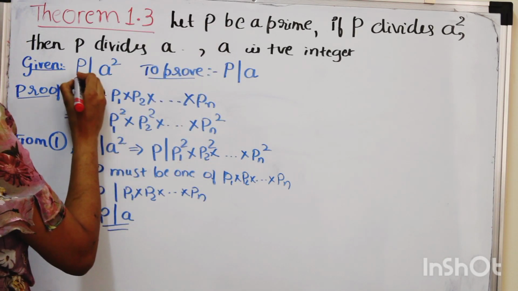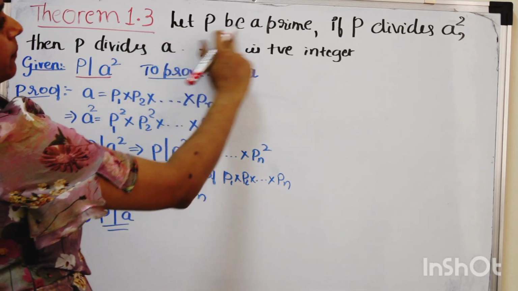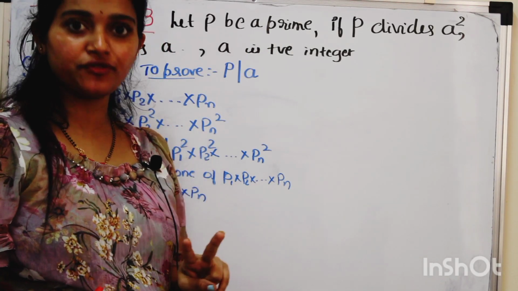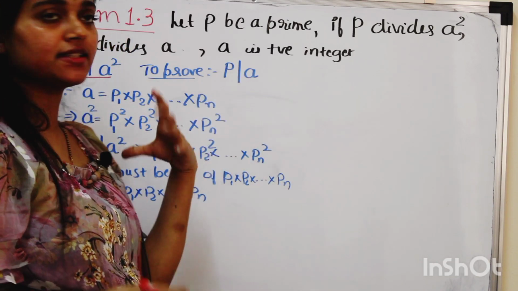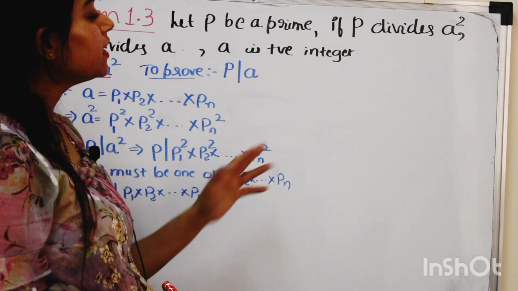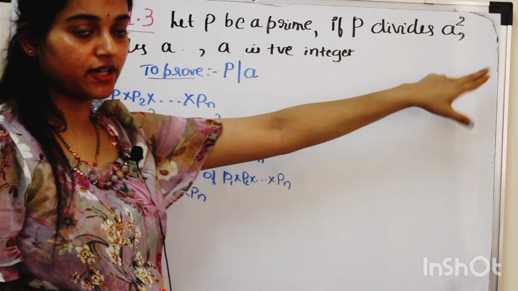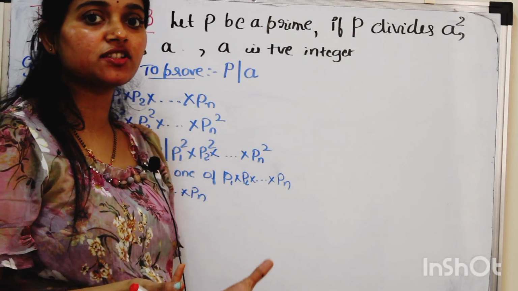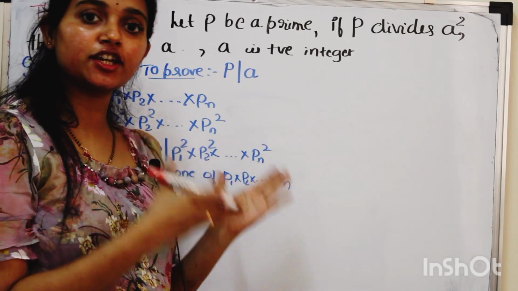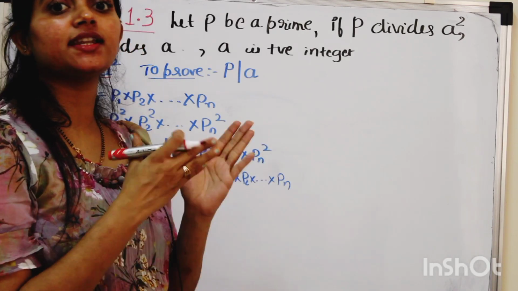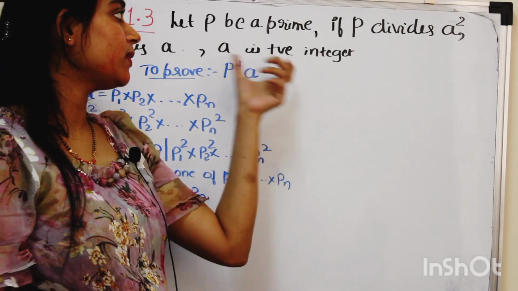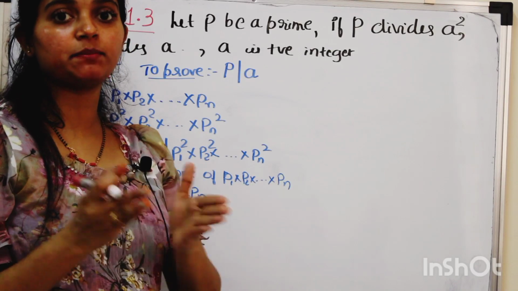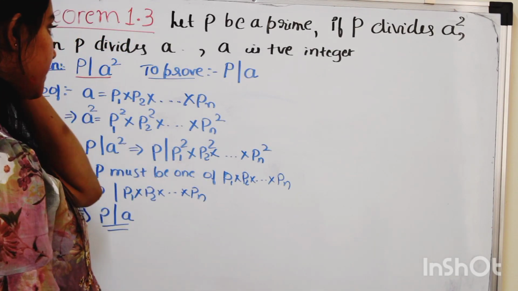So given P divides A square, right? So you know P is a prime. What is P? Prime means it has only 2 factors. Last time we discussed what is prime. If P divides A square, so what is A here? A is a positive integer. Integers include 0, minus 1 and the negative numbers, as well as the positive numbers. So A is a positive integer means 1, 2, 3, 4 and so on, any positive integer.